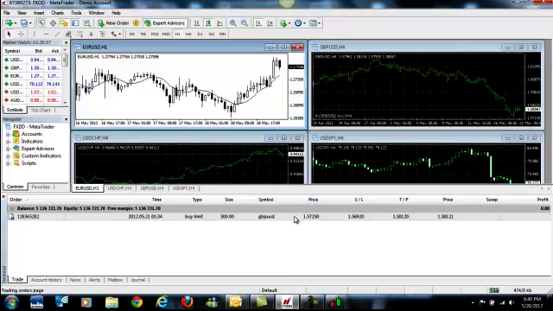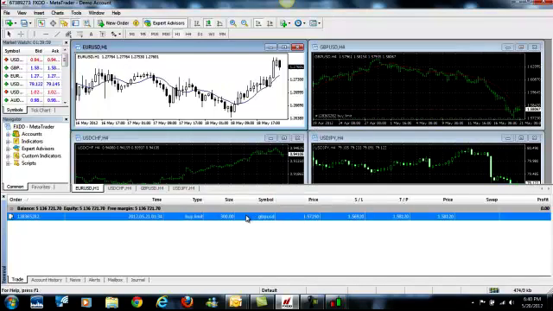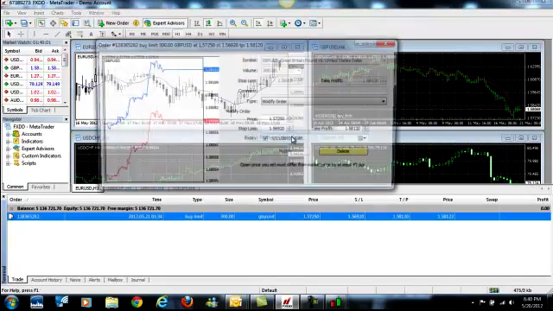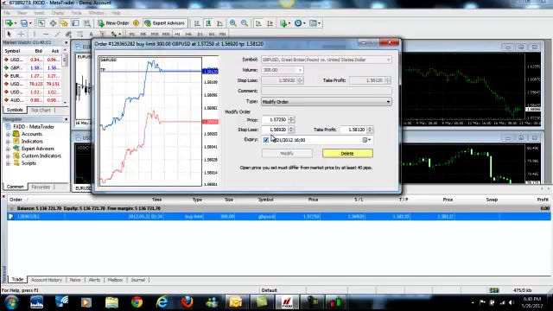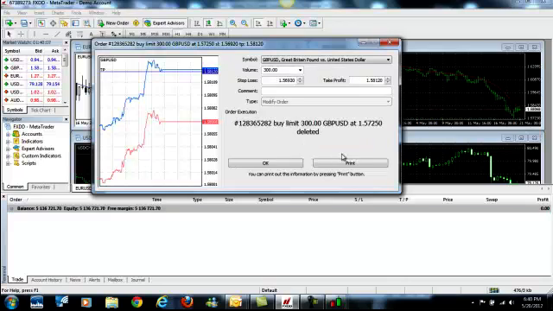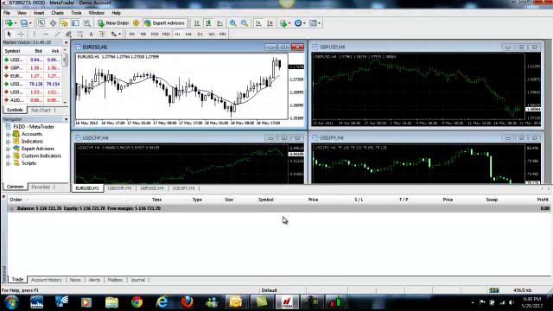Okay. You can also modify an existing order. If you have a pending order sitting here, you can right click, modify or delete. You can move your stops around, adjust your take profits, whatever you need to do. Okay. So that's pretty much it in a nutshell, folks. You should be able to understand that whole process.